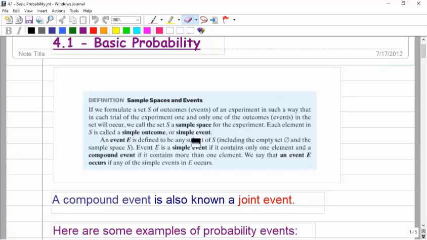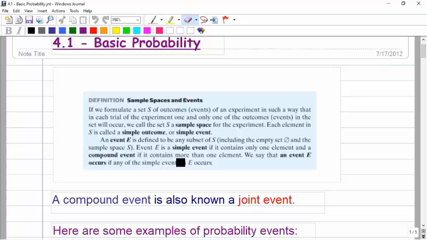Event E is defined to be any subset of S. That little symbol just means the empty set. So obviously, if we're looking at 1, 2, 3, 4, 5, 6, we wouldn't have an event of rolling a 7 unless we were trying to get 0 as the answer. A simple event contains only one element, and a compound event contains more than one element.